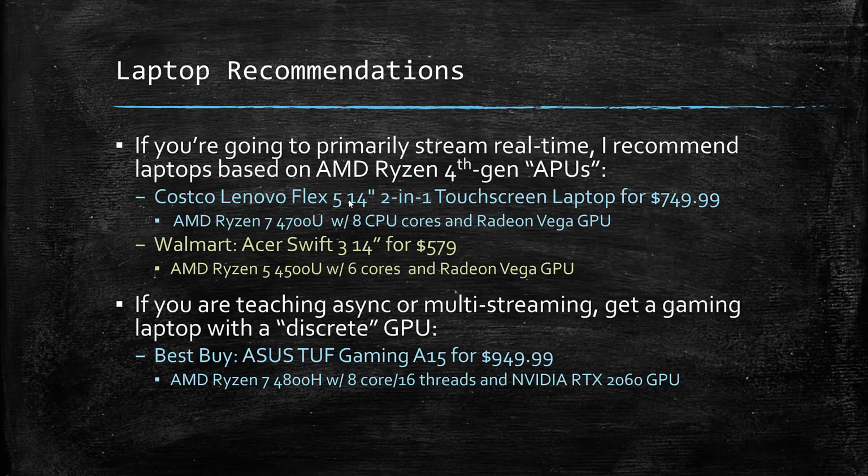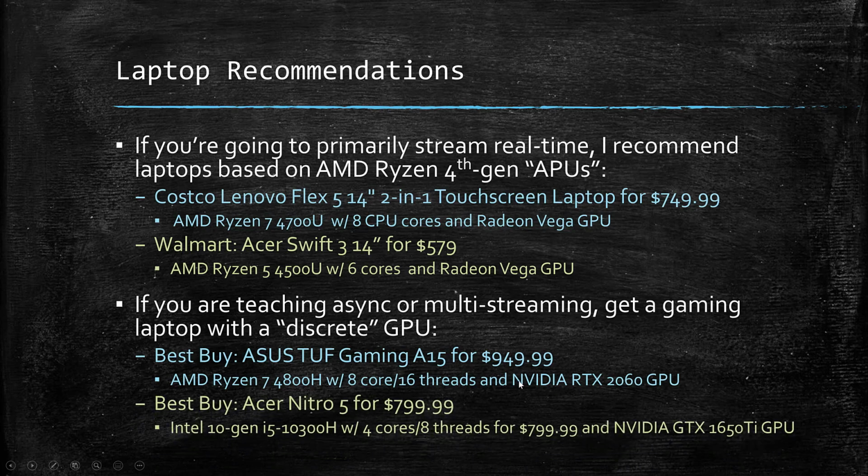And then finally, my second recommendation, if you don't want to spend quite that much, there's an Acer Nitro 5 for $799.99, also at Best Buy. Now, this is the only machine I'm going to recommend that does not have a Ryzen 4th Gen processor in it. It actually has a 10th Gen Intel i5 10300H. It's one of the best i5 processors that Intel makes, but it only has 4 cores and 8 threads. So you're talking half as much processing power as the Asus TUF.